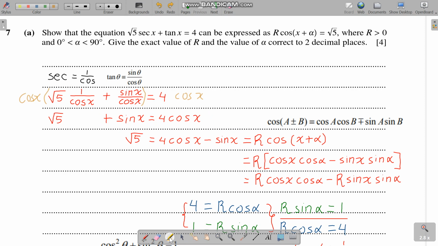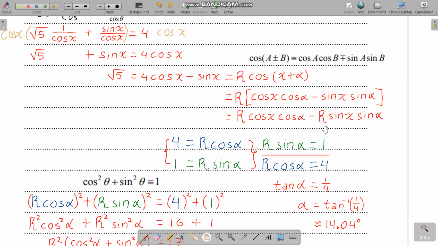And now we use this expansion formula from the MF19. For cos plus, we have to use cos cos minus sine sine. So we use cos cos minus sine sine, expand r times everything, and we analyze now. So if we look at the variable cos x, on the left we have the coefficient 4, on the right we have r cos alpha. So 4 equals r cos alpha.